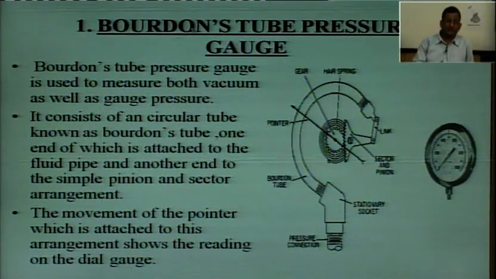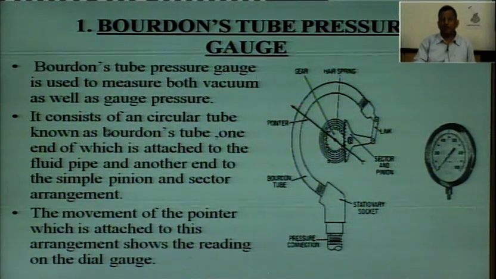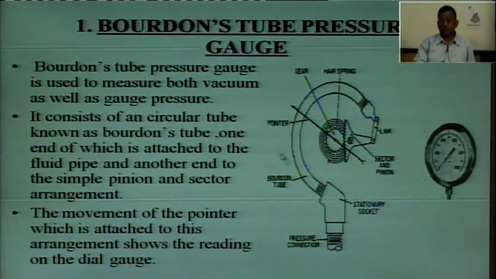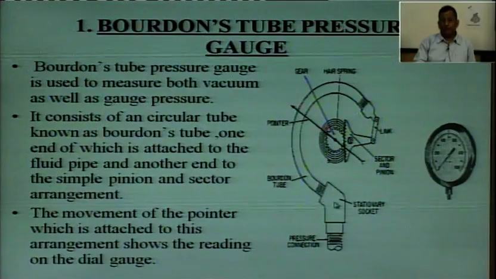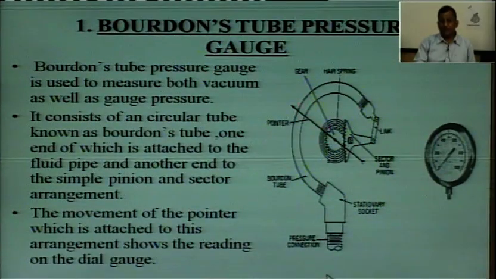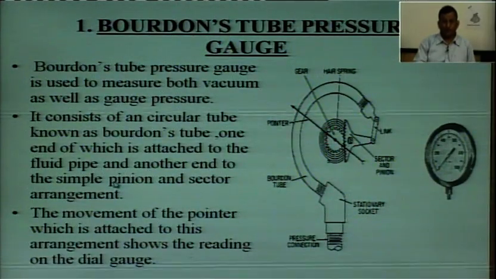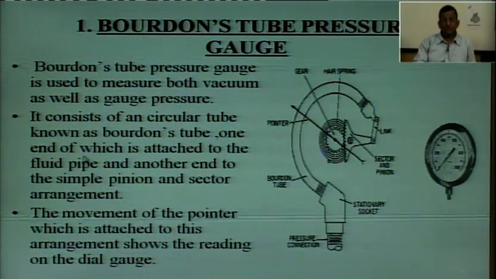So secondly, it consists of a circular tube which is known as a Bourdon tube. So this is a Bourdon tube, which is attached to the fluid pipe. So this is a fluid pipe. One end of this is attached to a fluid pipe.